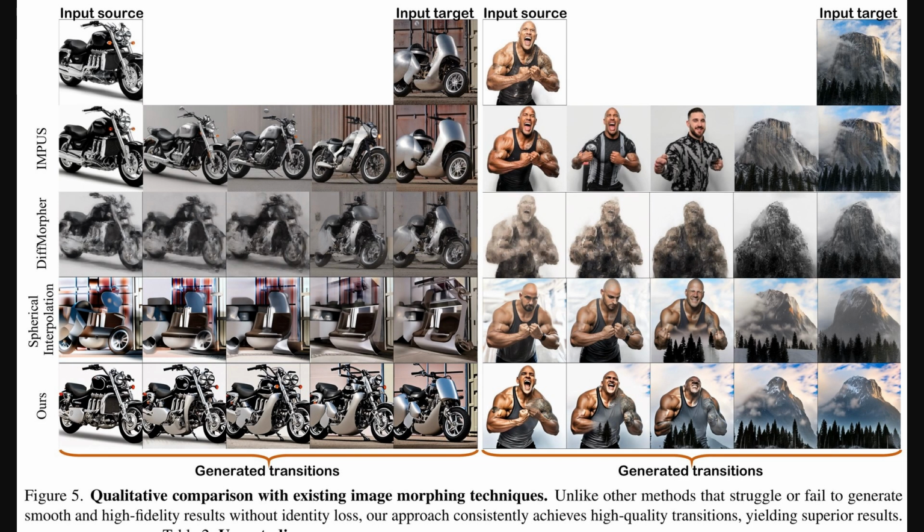And these visual comparisons really drive home what those superior numbers from the table actually look like. This figure lines up their method against competitors like IMPUS and Diffmorpher. Look at the top example, a motorcycle morphing into a scooter. Their transition on the bottom is clean and believable, while the others produce blurry, ghostly images. The row labeled spherical interpolation is an especially interesting failure case. The motorcycle becomes a set of chairs, highlighting how their specific guidance techniques are essential for a successful morph.